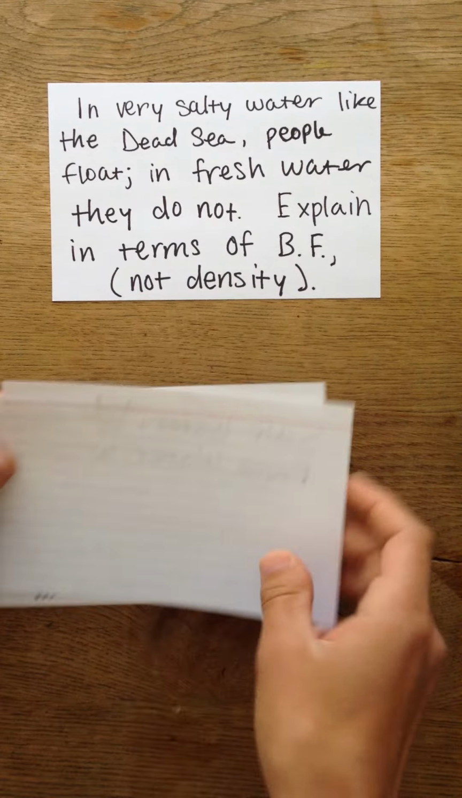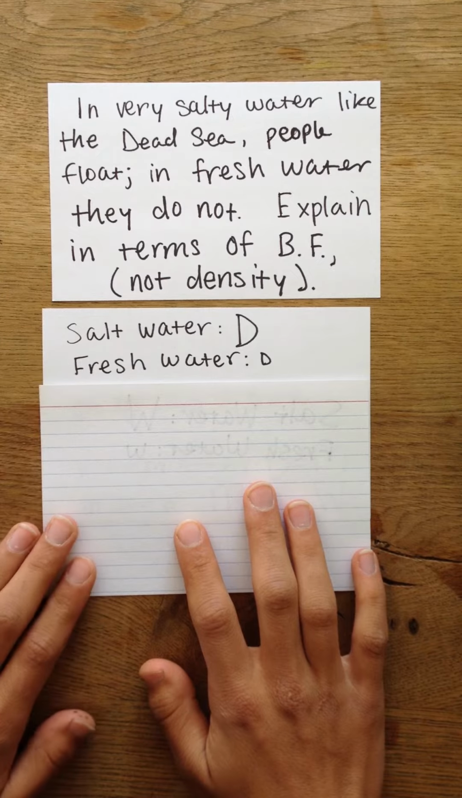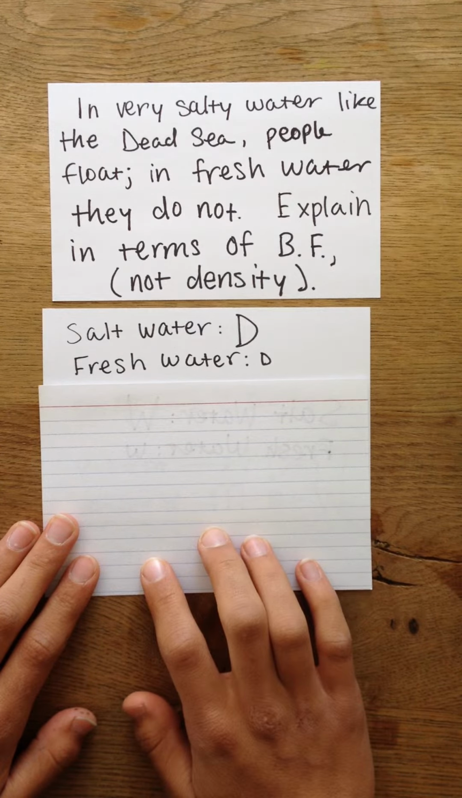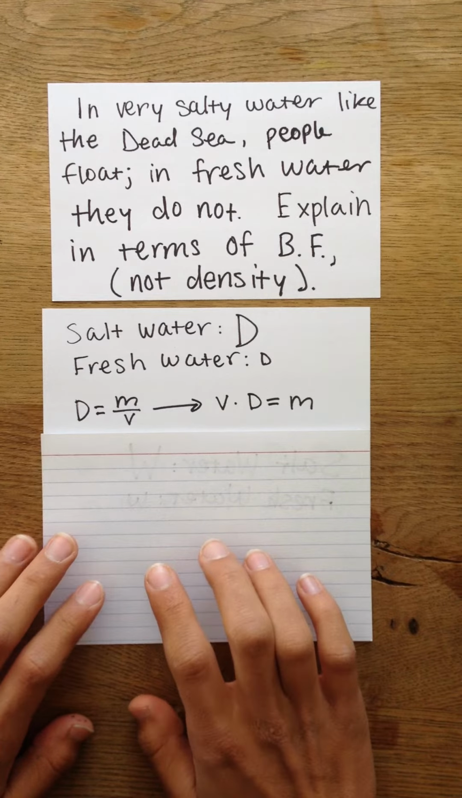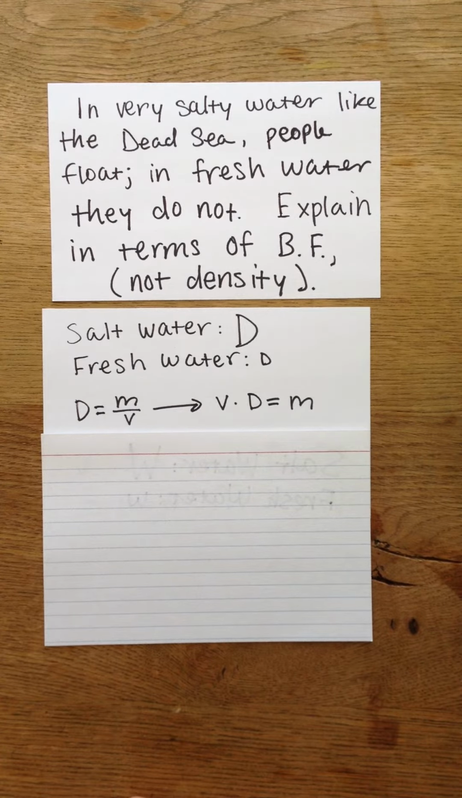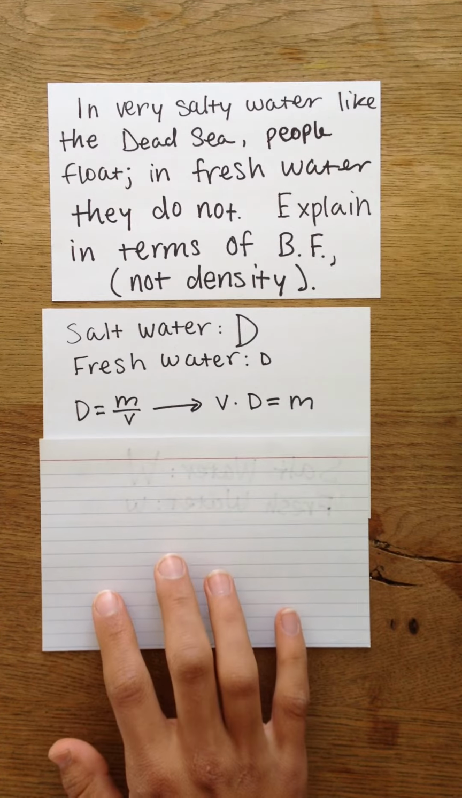as a stepping stone. Okay, so it's kind of a given that salt water has a greater density than fresh water because it's saturated with salt. So the formula for density is D equals M over V. We can change that to the formula for mass, which is V times D is equal to mass. So volume times density is equal to mass.